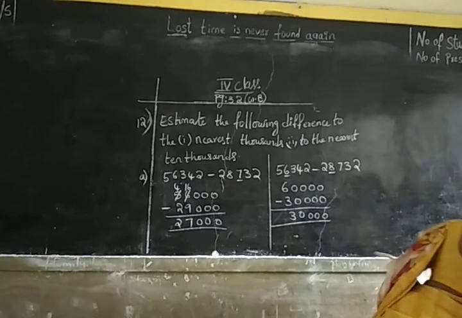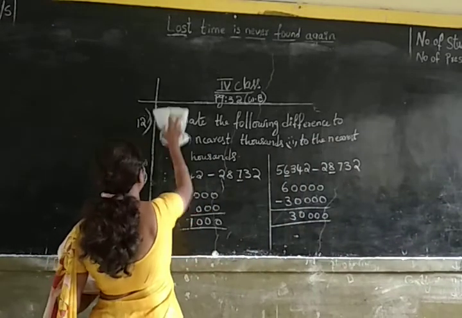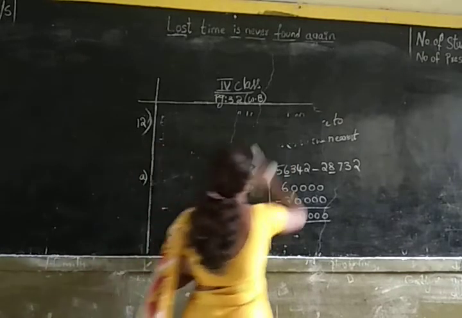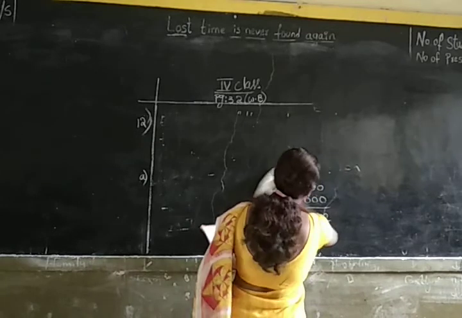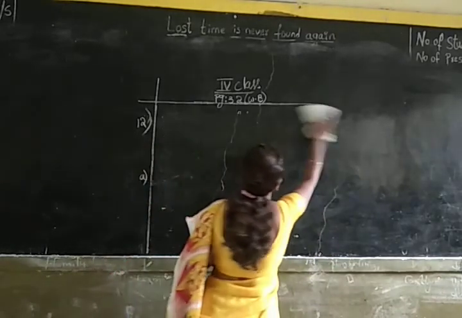Okay children, I have done the A sum. You do the B sum for homework. You have to estimate both to the nearest thousands and nearest 10,000s. Now let us do the 13th sum.